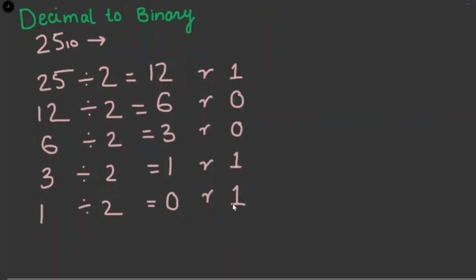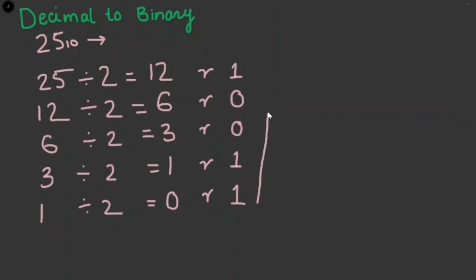Now you have to go from the bottom up. You don't have to come from the top down. You have to go from the bottom up, and you have to write each digit. Here we have 1, then we have 1, then we have 0, then we have 0, then we have 1. And this would be our binary number.